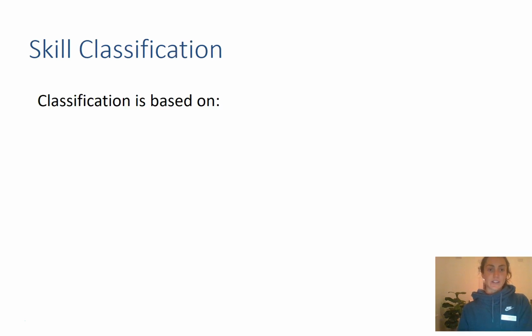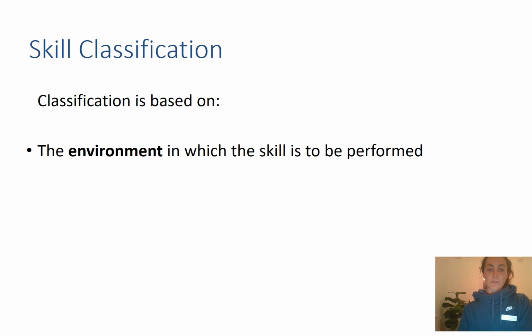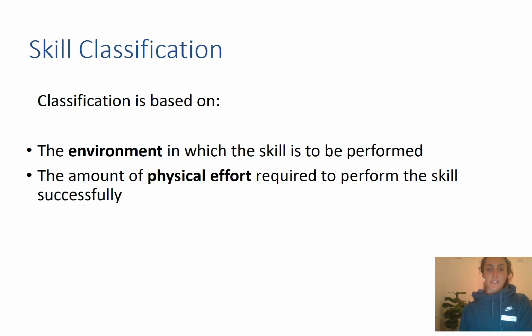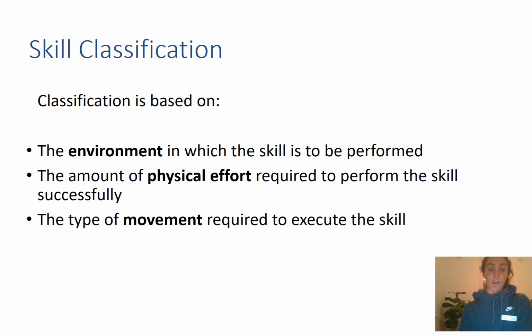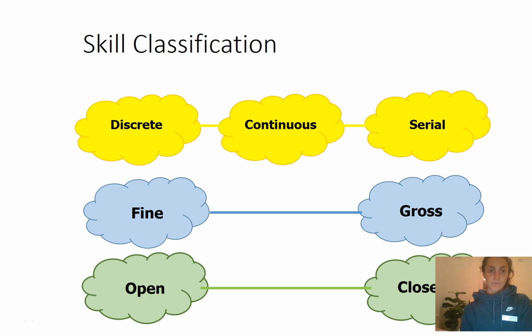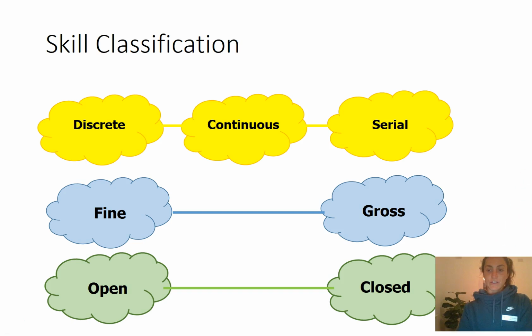So skill classification is based on the environment in which the skill is performed, the amount of physical effort required to perform the skill successfully, so the amount of muscle groups that may be involved, and also the type of movement required to execute the skill. When we're looking at motor skills, I often use this continuum. Skill classification can either be discrete, continuous, or serial. They can either be fine or gross, and skills can either be classified as open or closed. So let's look at them in a bit more detail.